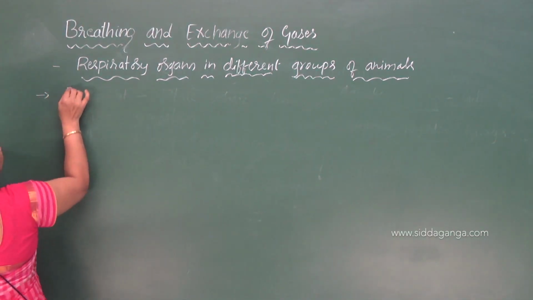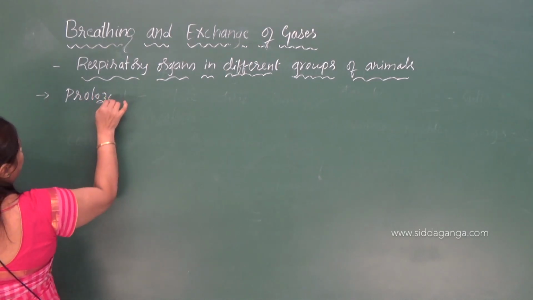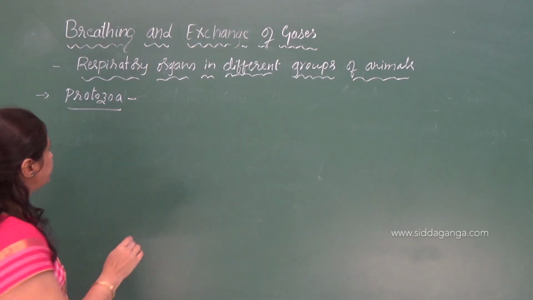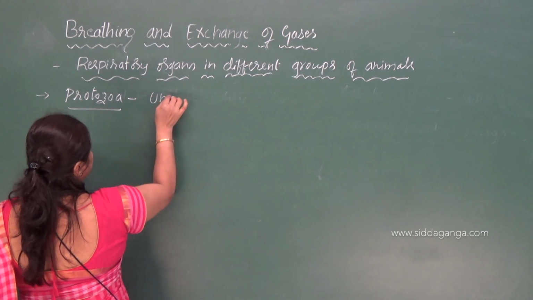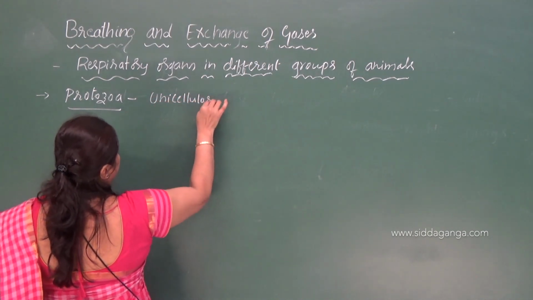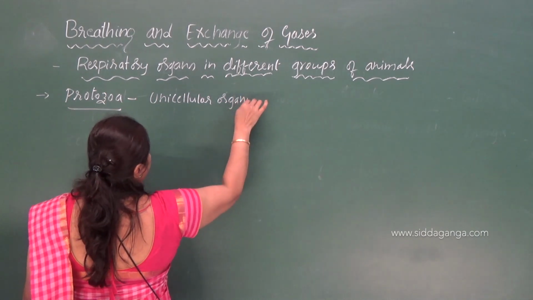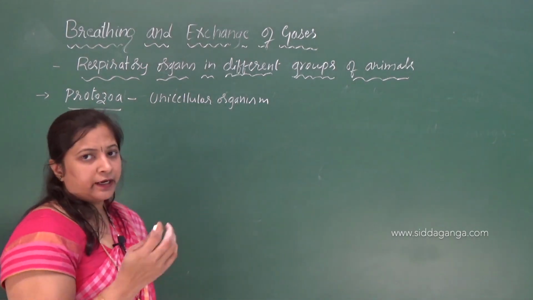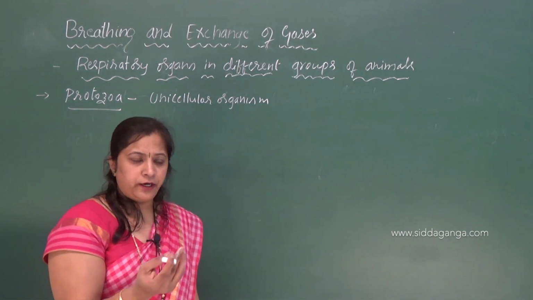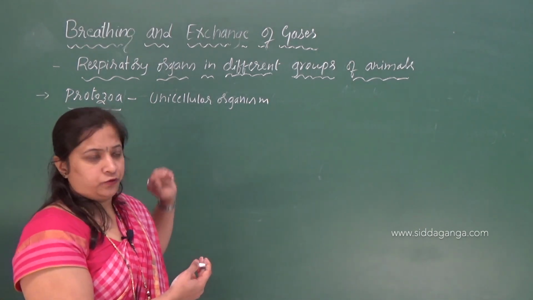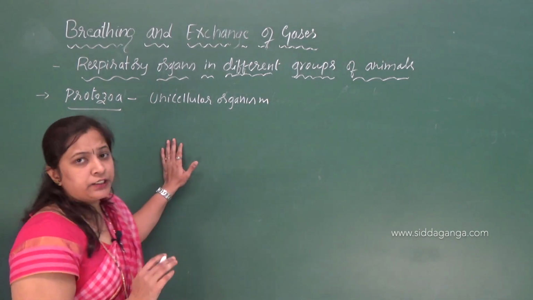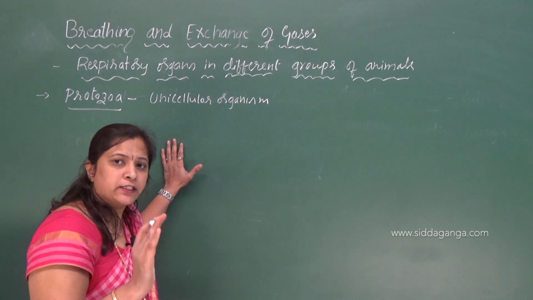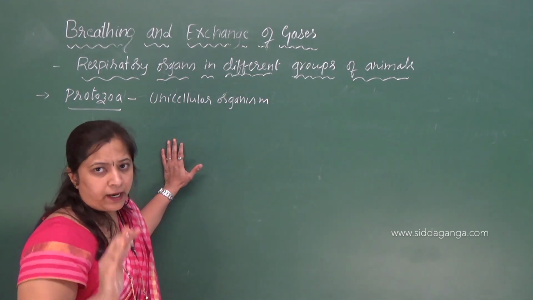Say now protozoa. So this includes unicellular organisms. Single-celled organisms are called unicellular organisms. Okay, so like amoeba, paramecium, euglena. So they all come under this protozoa. Here, for the exchange of gases, there are no specialized respiratory structures in protozoa. The exchange of gases will occur through a plasma membrane.